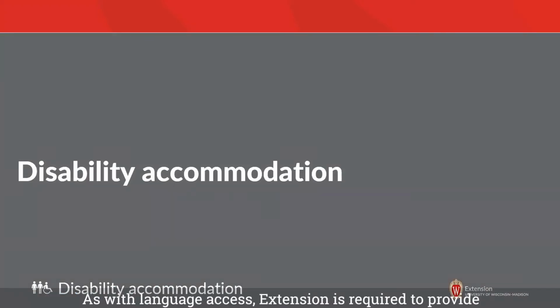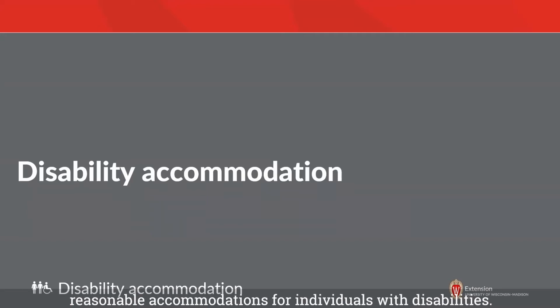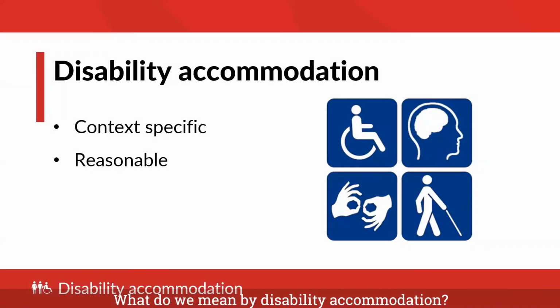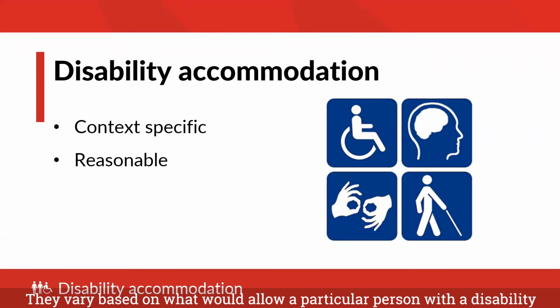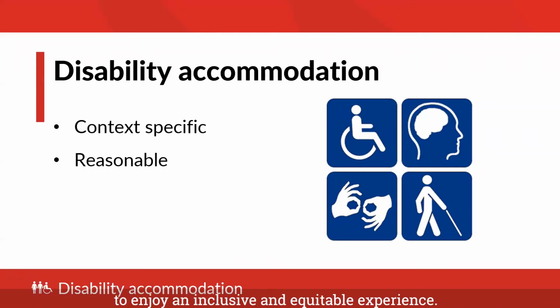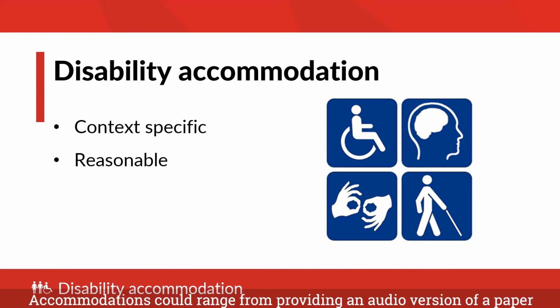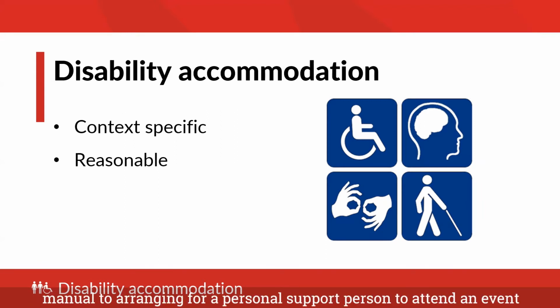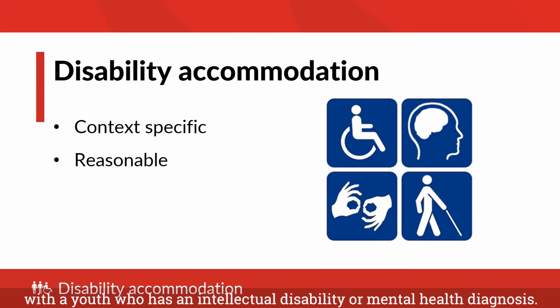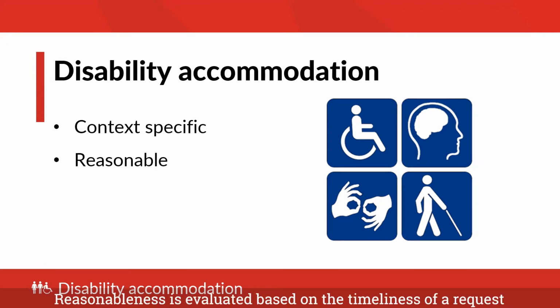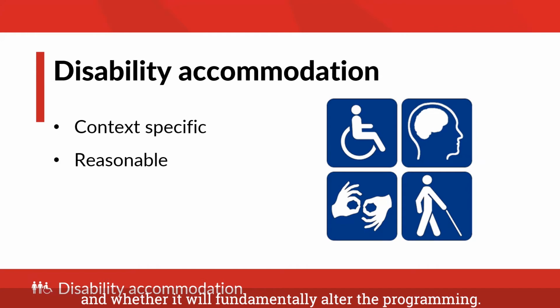As with language access, extension is required to provide reasonable accommodations for individuals with disabilities. What do we mean by disability accommodation? Accommodations are context-specific. They vary based on what would allow a particular person with a disability to enjoy an inclusive and equitable experience. Remember, not all disabilities are physical disabilities. Accommodations could range from providing an audio version of a paper manual to arranging for a personal support person to attend an event with a youth who has an intellectual disability or mental health diagnosis. The law requires reasonable accommodations. Reasonableness is evaluated based on the timeliness of a request and whether it will fundamentally alter the programming.